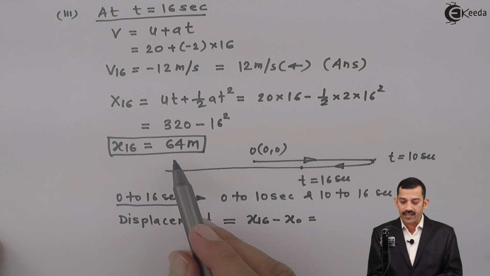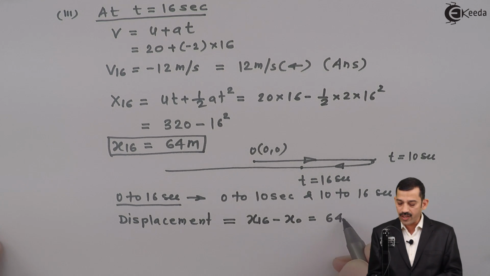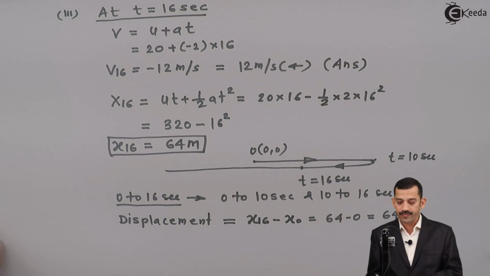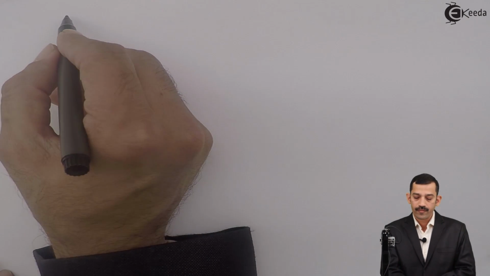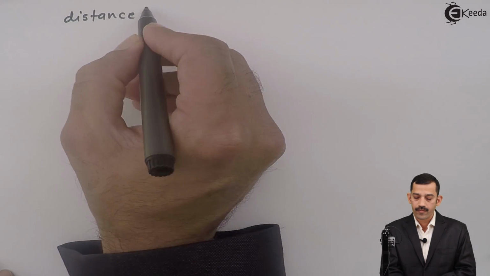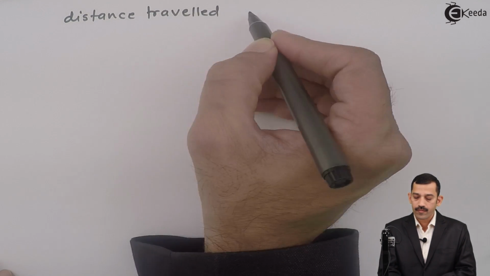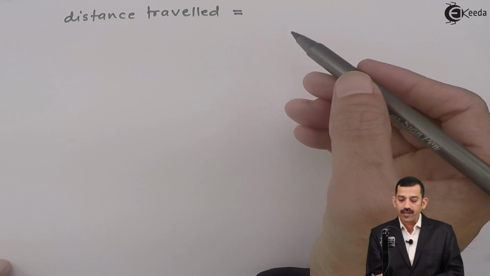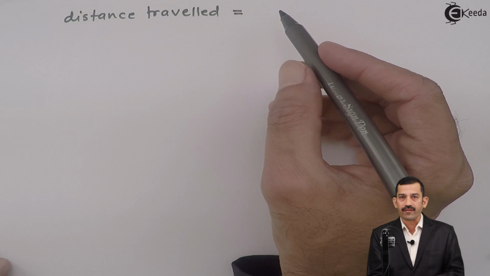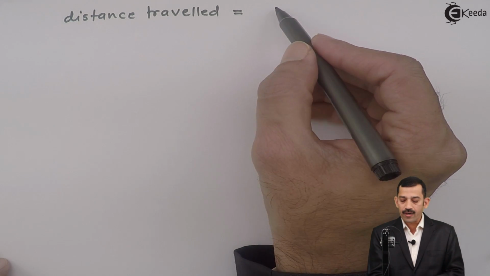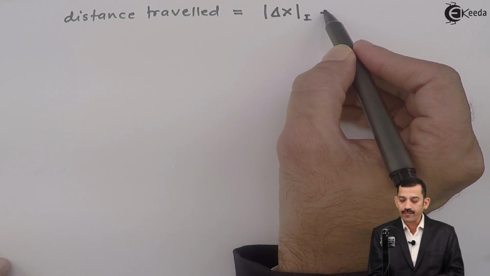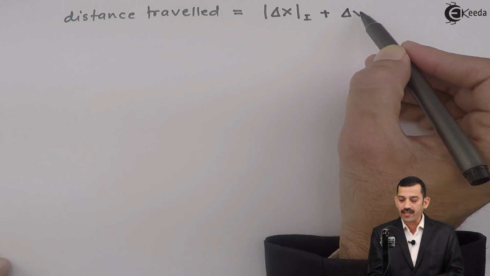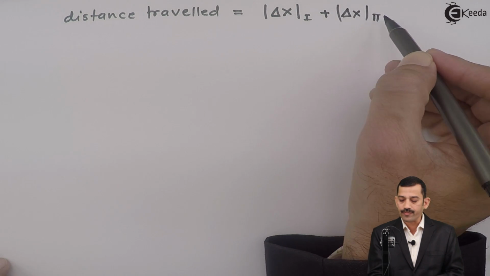Final position at 16 seconds is 64 meters, initial is 0. That means displacement comes out to be 64 meters. Distance covered, if you want to find out, we'll divide the given time interval from 0 to 16 seconds in two parts and add the displacement in the first time interval, say number 1, plus the displacement in the second time interval, say number 2.